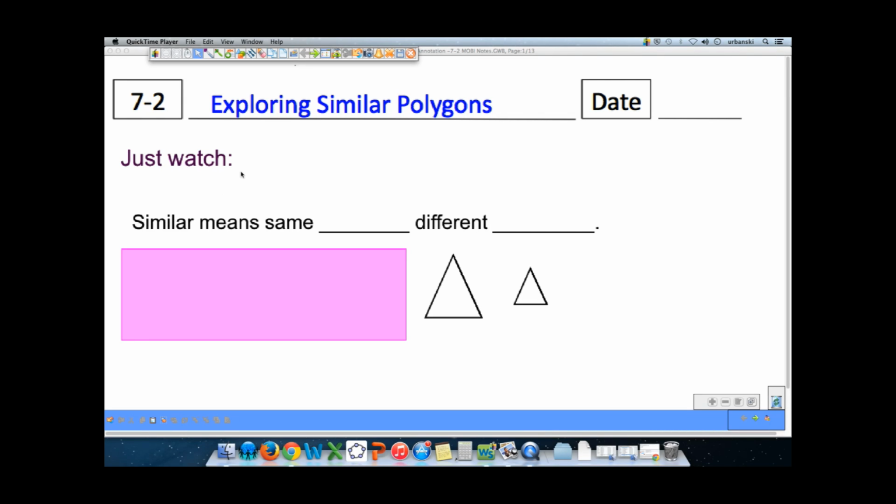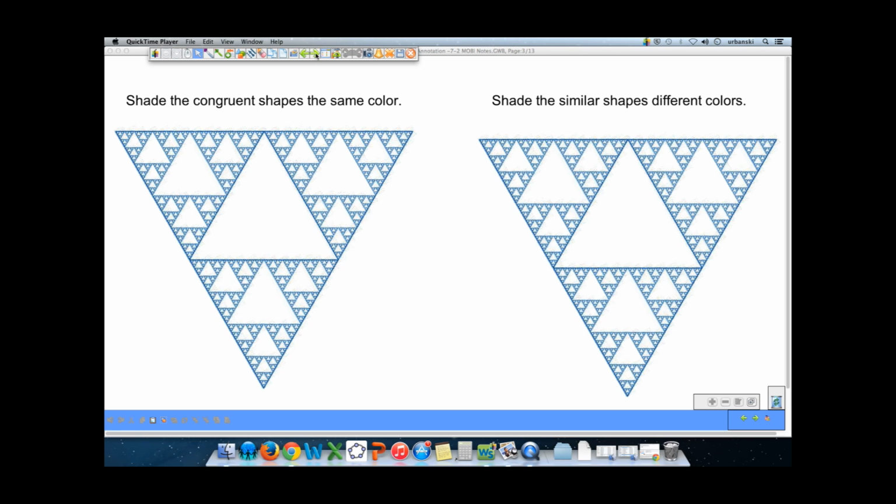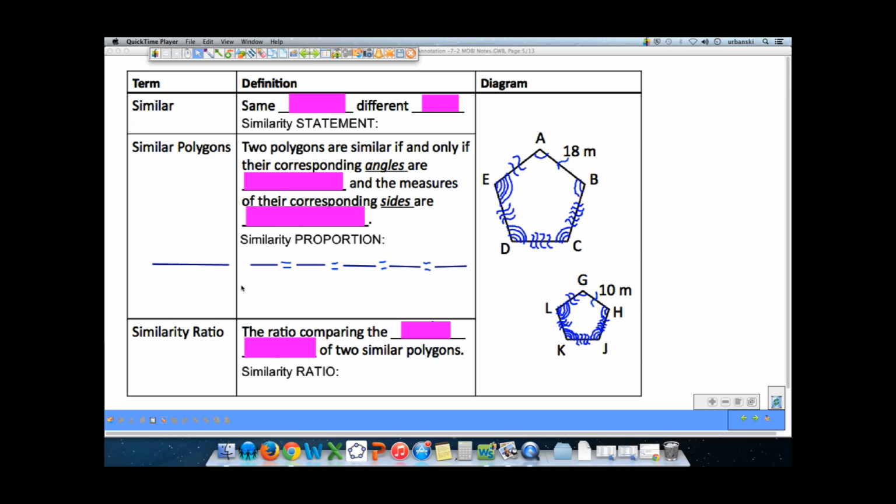7-2 is exploring similar polygons. We talked about what similar means in class today. You saw this. Go ahead and look in your notes at this part. Okay, in your test booklet, we already talked about what these things mean, but let's examine them really closely here.